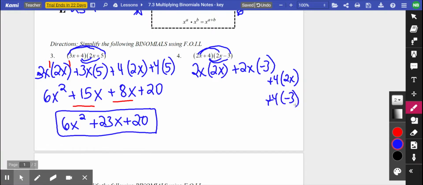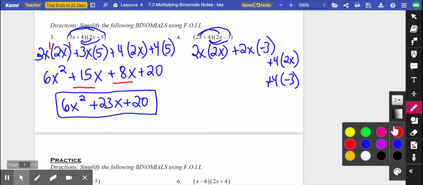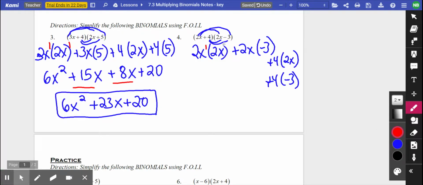And then our last terms that we're going to multiply is a positive 4 times a negative 3. Now I can do some of my simplifying here. Again, these are really little x to the firsts. So 2x to the first times 2x to the first is going to be 4x to the second. A positive 2x times a negative 3, this is where my negative signs come in, is going to be a negative 6x.